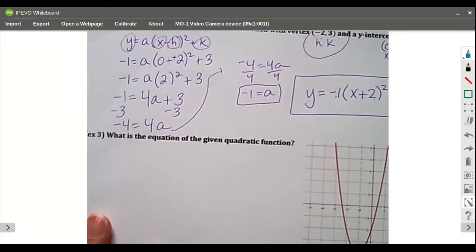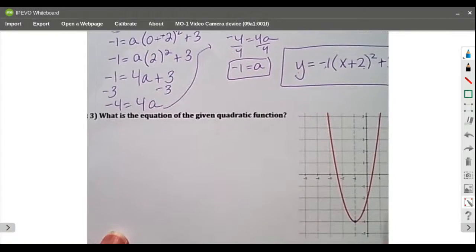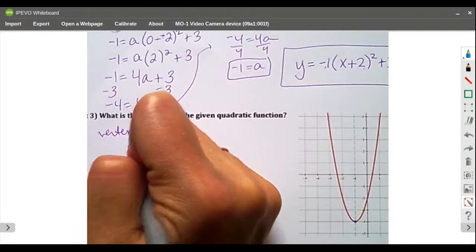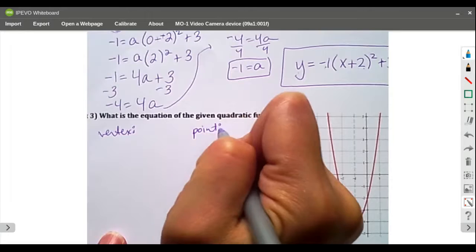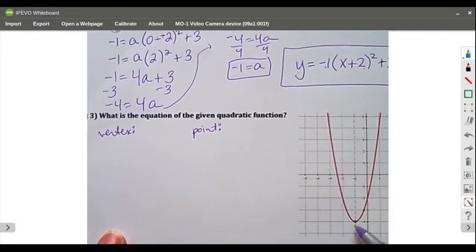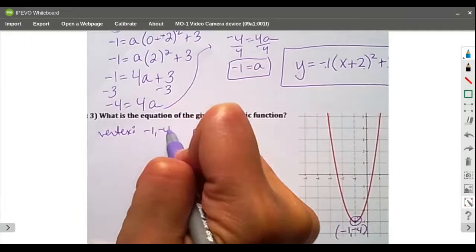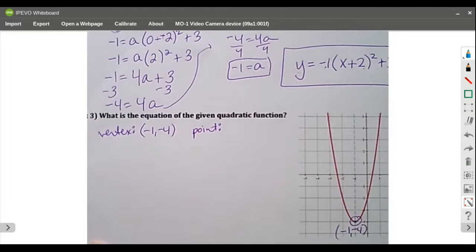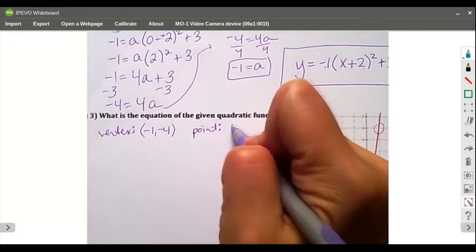Okay, the next one, example 3, what is the equation of the given quadratic? So for this one, we are going to identify the vertex, and we're going to pick a point on the parabola, any point. The vertex is right here, which is (-1, -4), because from the origin I went left 1 and down 4. So there's the vertex there. A point on the parabola. You want to choose one that crosses at a whole number. Like either of these would be good. We don't want to try to estimate right now. Those would all be good points to use. So for no particular reason, let's use this one, (1, 4).